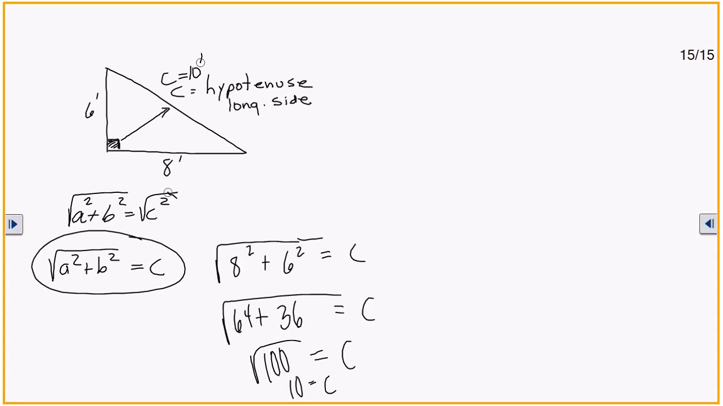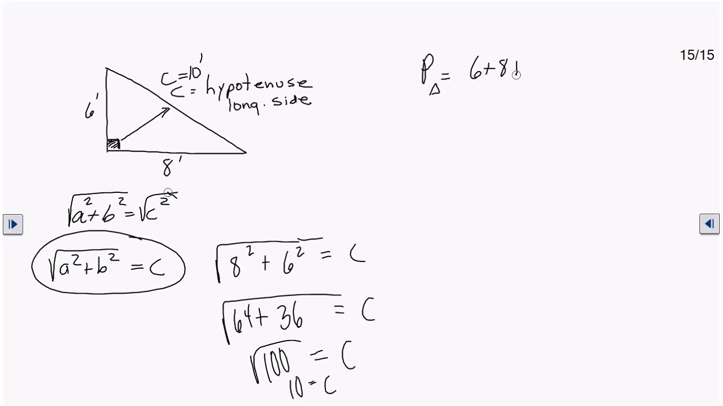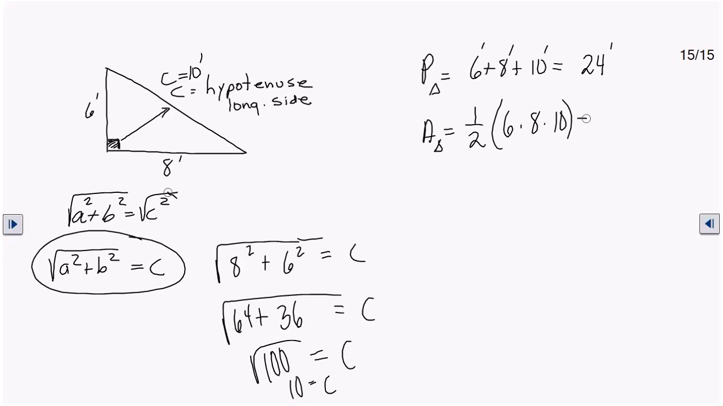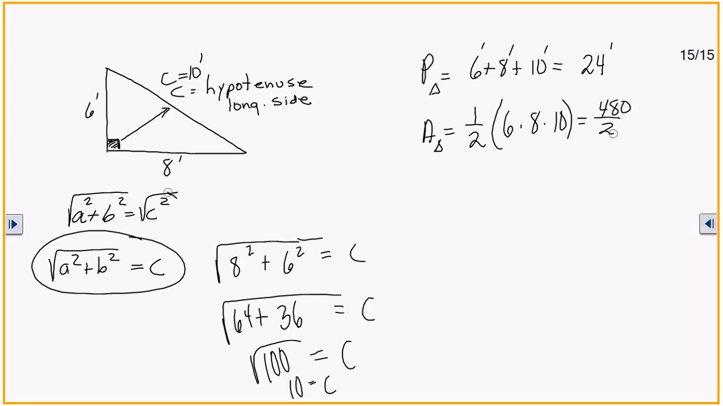If I want to find the volume, I meant the perimeter, the perimeter of this triangle would be 6 plus 8 plus 10, which is 24 feet. And the area of this triangle, 1/2 times 6 times 8. 6 times 8 is what? 48. So that's 48 divided by 2, which is 24 what?